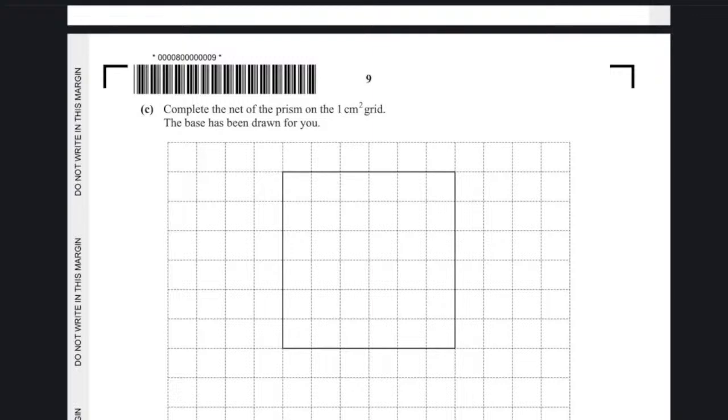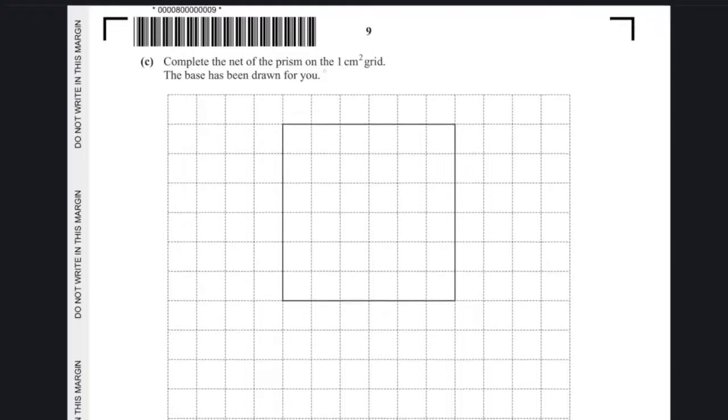Prism, you draw two identical. So complete the net of the prism. The base has been drawn for you. So they've drawn a base. Okay. Are you seeing? So what we know is that if it is a rectangular prism or whatever like this, because they've done the base, it is going to be like this. Can you see it?